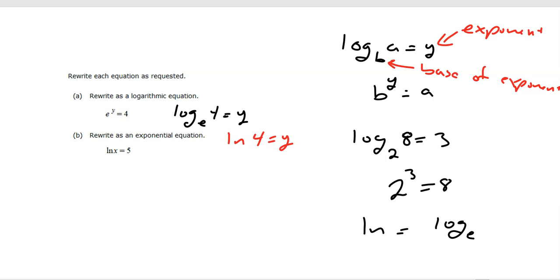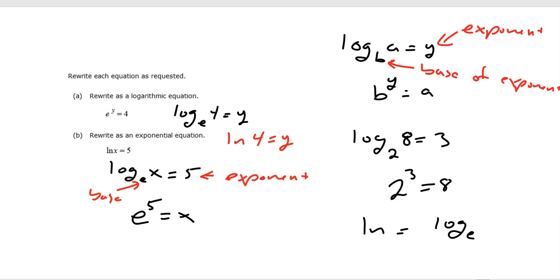And you should be able to go back and forth. So when I see natural log of x equals 5, first thing in my mind I'm picturing is log base e of x equals 5. I like to see it this way because it arranges the numbers in a pattern that I recognize a little better. So that's going to be e to the 5th is equal to x, because remember, the e is the base, and this number is the exponent. All right, so that's your basic definition stuff for a logarithm.